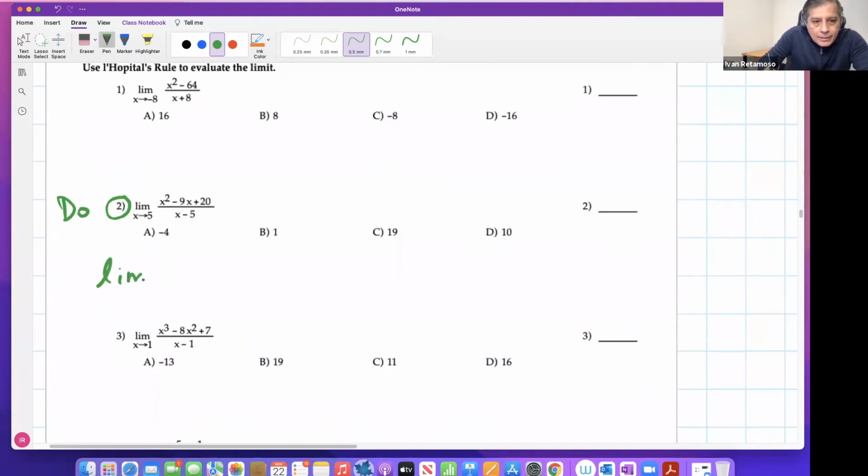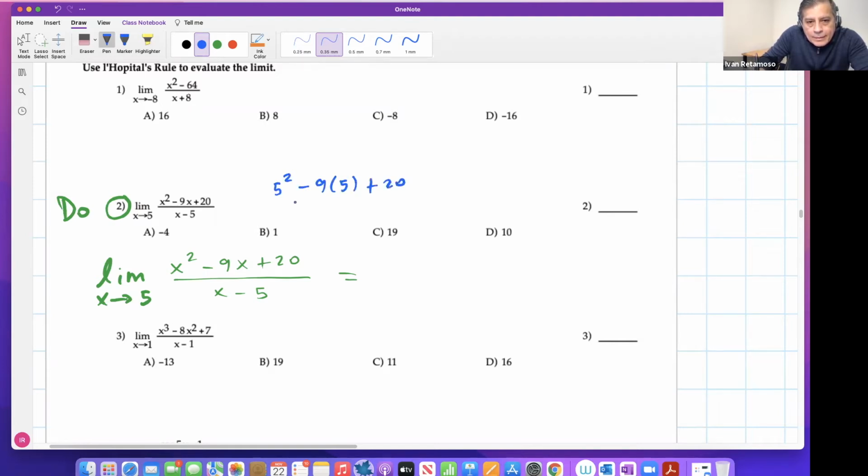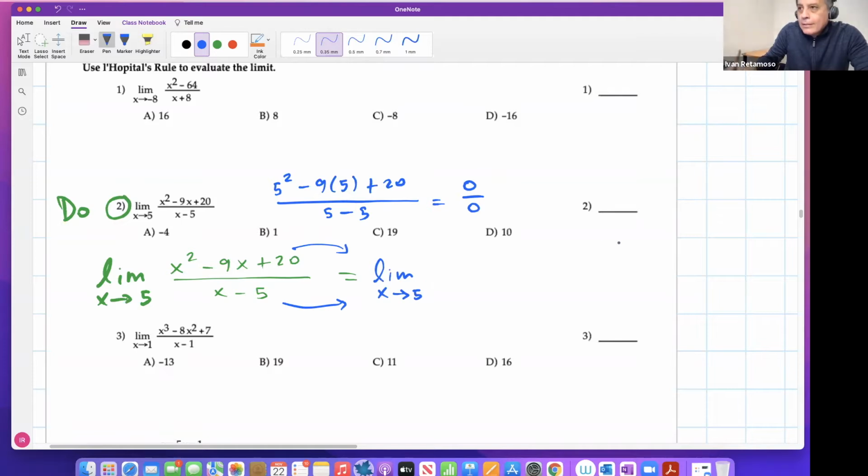We'll write it here: limit as x approaches 5 of x squared minus 9x plus 20 all over x minus 5, right? Try to do this using L'Hopital's rule. The hint, remember, if you do direct evaluation, you will get this annoying 0 over 0, right? So this is basically the green light for you to apply L'Hopital's rule, right? Take the derivative here, take the derivative here, and try again. Someone figured this out already, I think. Let's check.